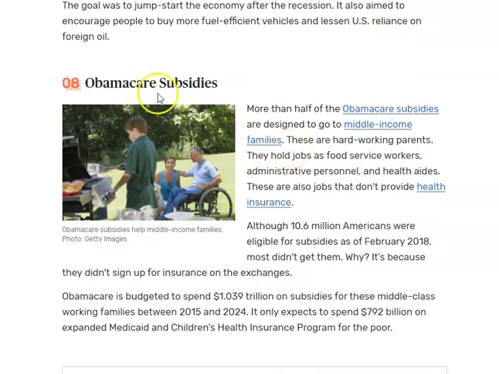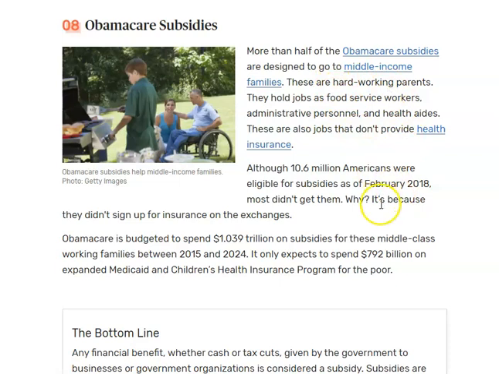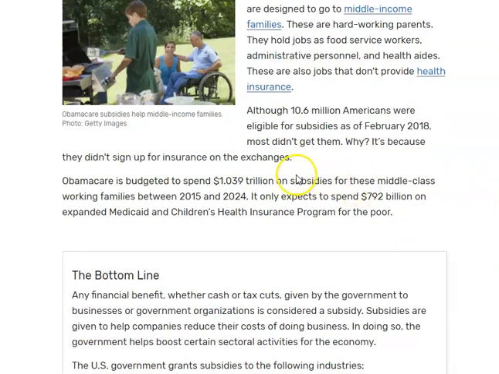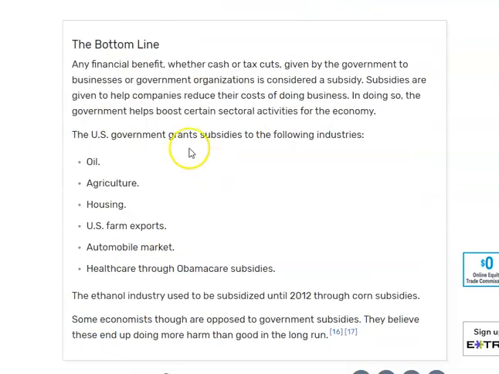You also have Obamacare subsidies. They're designed to go to middle-income families. It says 10.6 million Americans were eligible for subsidies in February of 2018. Most didn't get them because they didn't sign up for insurance on the exchanges. The bottom line: any financial benefit, whether cash or tax cuts, given by the government to businesses or government organizations is considered a subsidy.